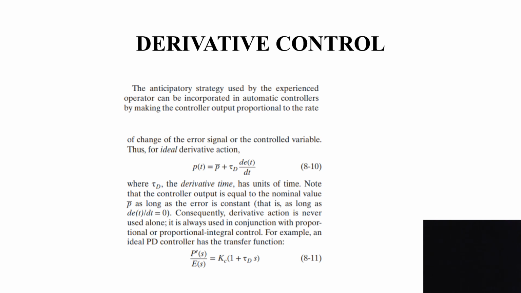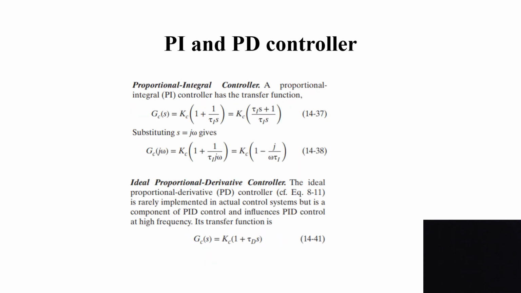Here the anticipatory strategy that an experienced operator uses can be incorporated in the automatic controller by using a control output proportional to the rate of change of the error signal. You can see proportional plus integral control or proportional plus derivative control. Wherever s is there, replace it by j omega, so you will get kc into 1 plus 1 by tau I into j omega.